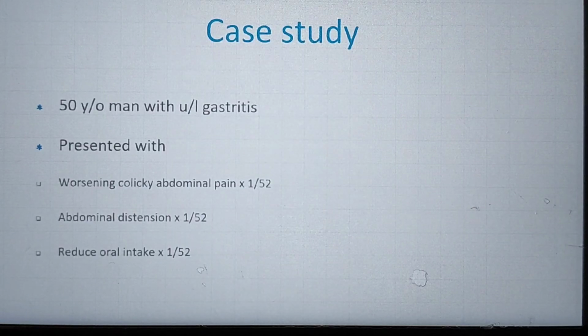Okay, so this is a case study of a 50-year-old man who presented to our ED. This man has underlying gastritis and presented with worsening colicky abdominal pain for 1 week duration, abdominal distension for the same duration, and also associated with reduced oral intake. So at this point of time, what should we be thinking of? Does anyone would like to try?